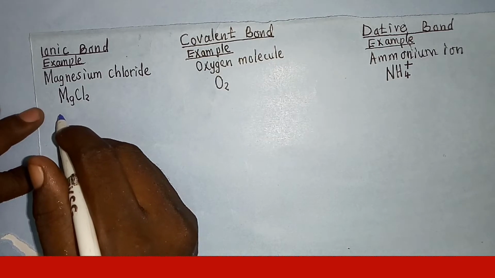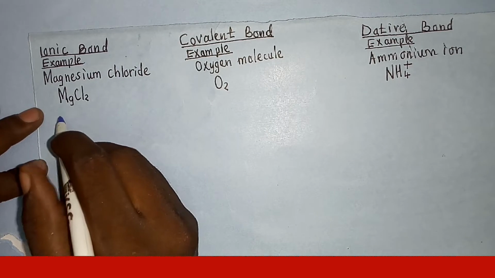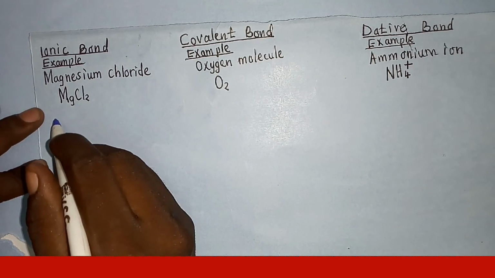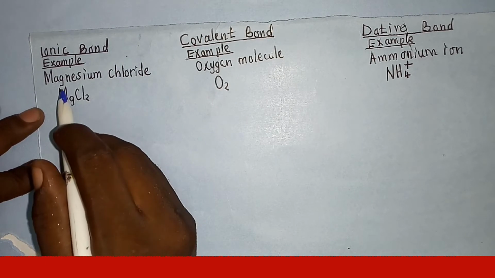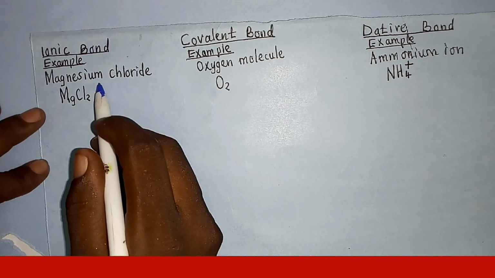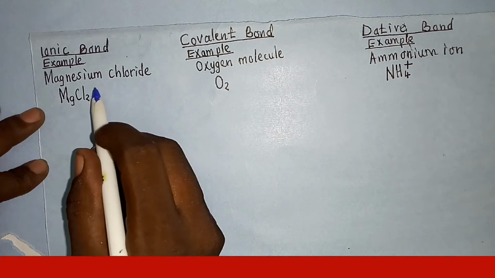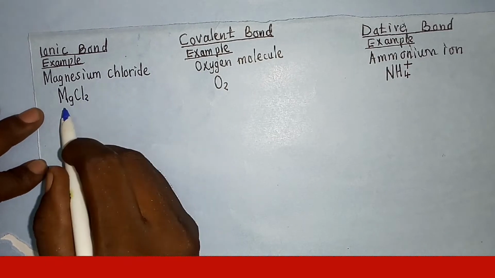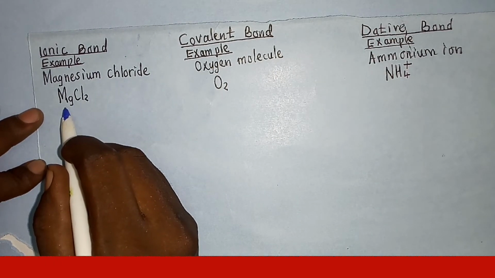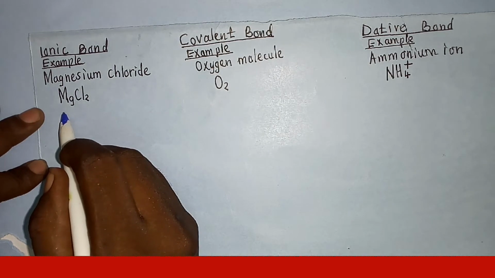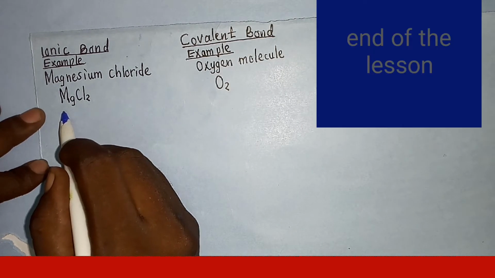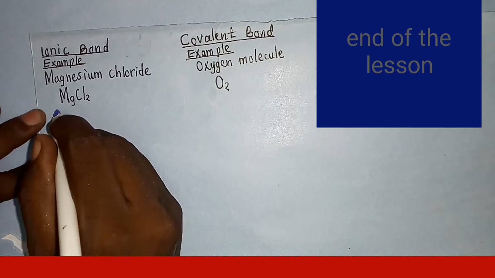Of drawing using dot and cross to show ionic bonds. We're going to look at an example of magnesium chloride. Usually the first step, number one, students should do is to first of all write the formula of magnesium chloride so you know how many atoms are combining. Then stage number two, you write the electron configuration of each atom.